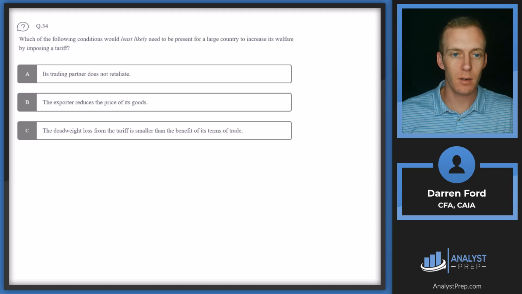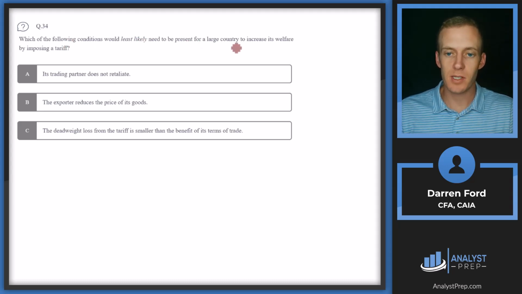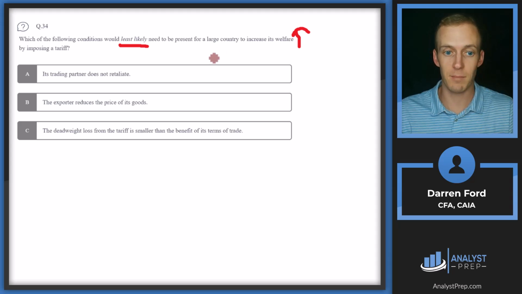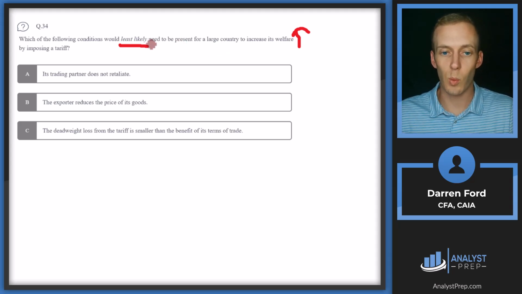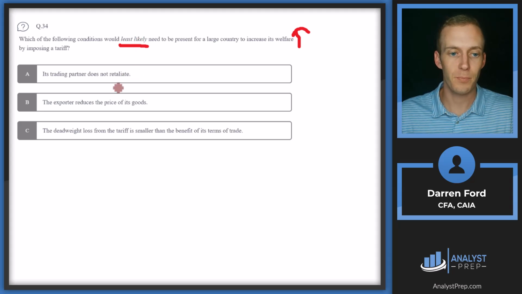Question 34. Which of the following conditions would least likely need to be present for a large country to increase its welfare by imposing a tariff? So least likely need to be present. So two of these, and by increased welfare, we basically mean the country imposing a tariff gets a benefit overall from that tariff. So two of these will be benefits and one will not be.